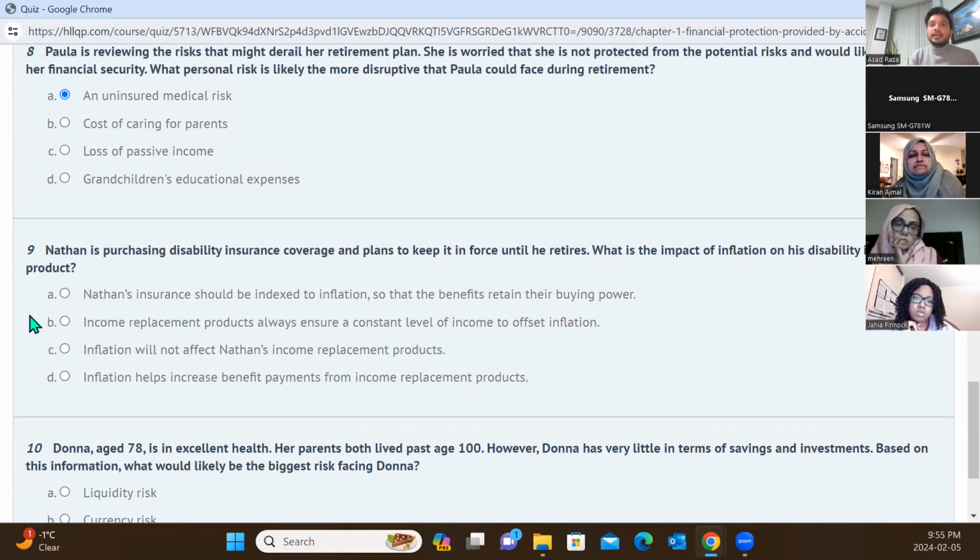Option B is income replacement products always ensure a constant level of income to offset inflation. No, it's not built in. You have to buy a rider. So option B cannot be true. Inflation will not affect Nathan's income replacement product. Why? It will affect anything. D. Inflation helps increase benefit payment. The answer is A. Should be indexed to inflation. He has to buy a rider on that. Everybody's good with this?